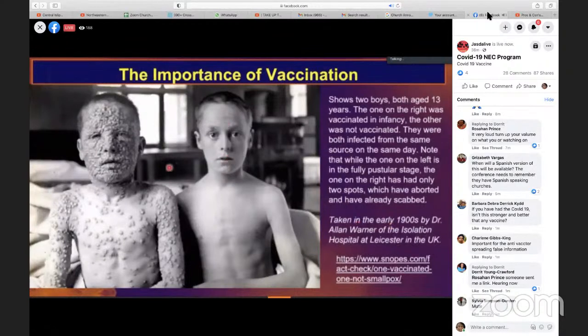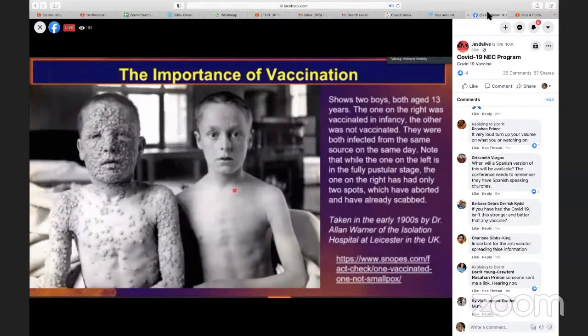Now, this picture that I'm showing you is kind of hard to look at, because this 13-year-old on the left actually has smallpox. But what you should know is that these boys got exposed to the disease on the same day from the same person.